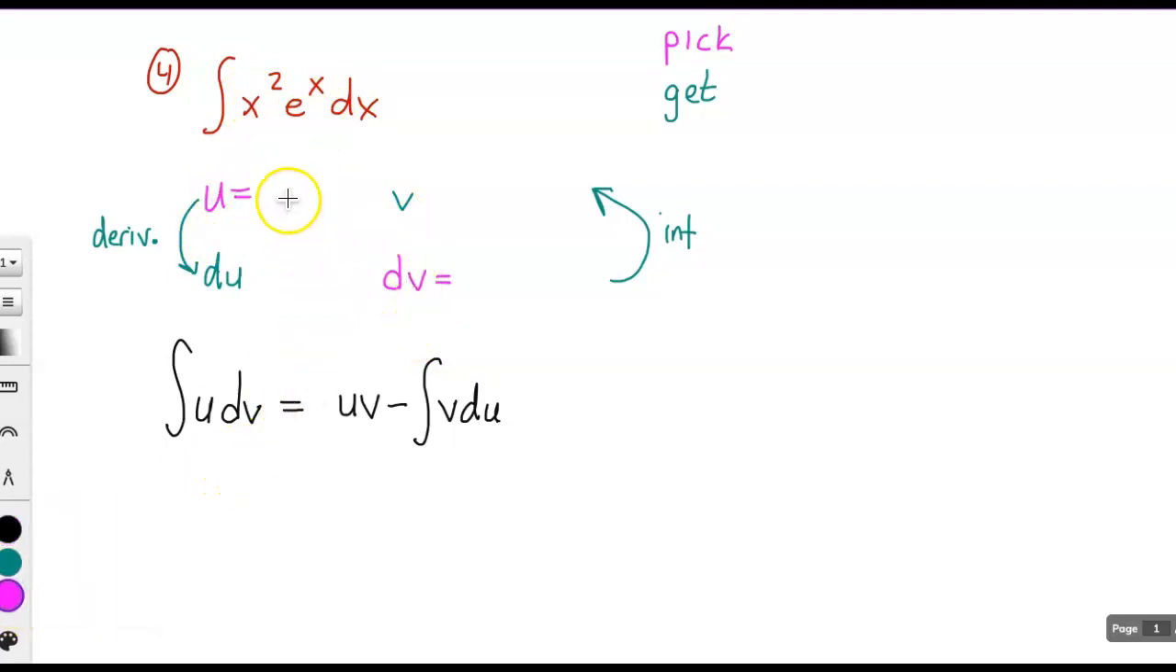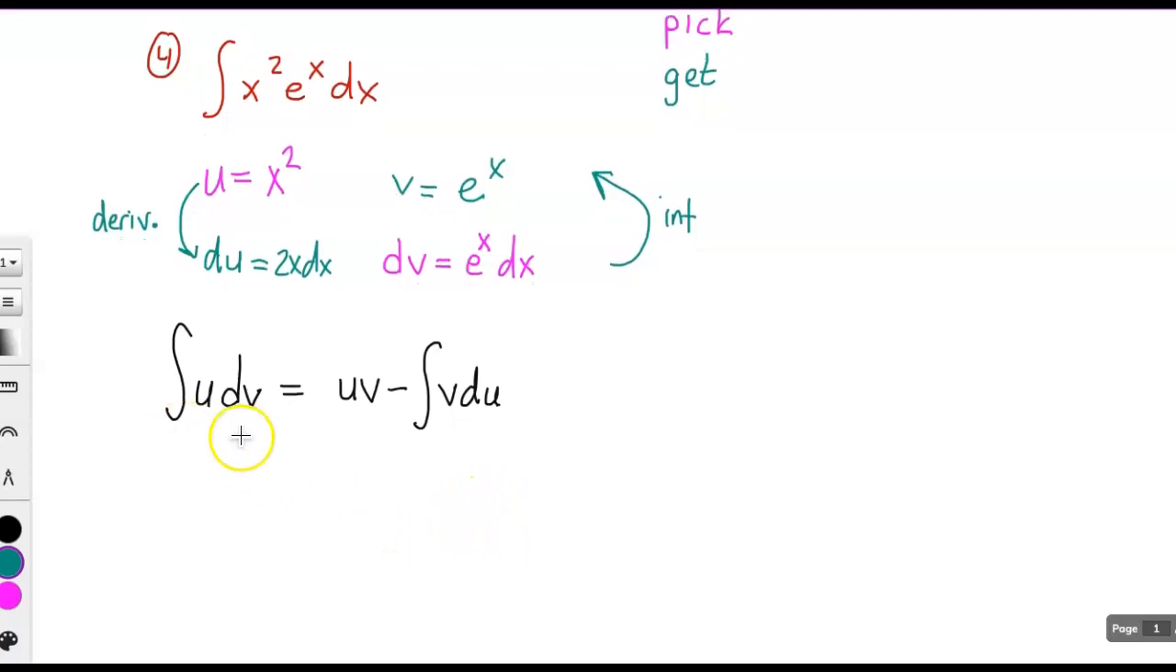So I'm just going to take a stab in the dark, and I'm going to pick x squared as u. So I'm going to go x squared for u, and then for dv it has to be the rest. So then dv would have to be e to the x dx. All right, let's see if that is a good move. So the derivative of x squared is 2x dx, and the integral of e to the x is e to the x. So let's see what happens when we plug that in.